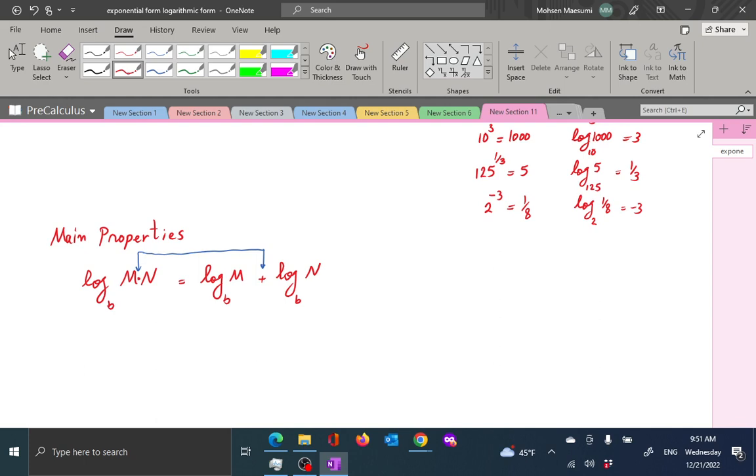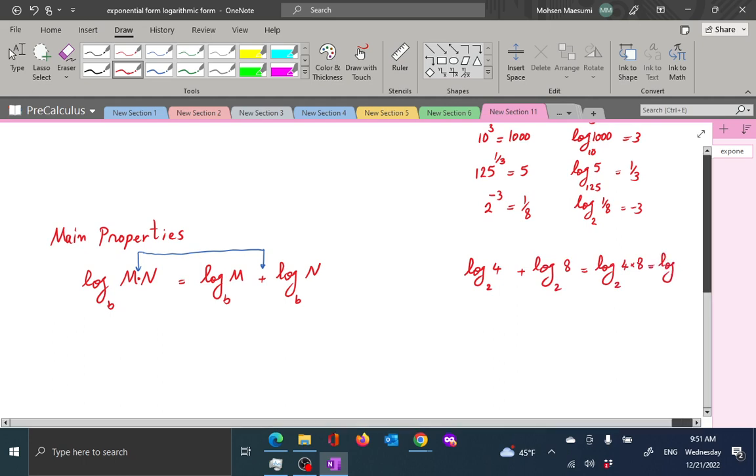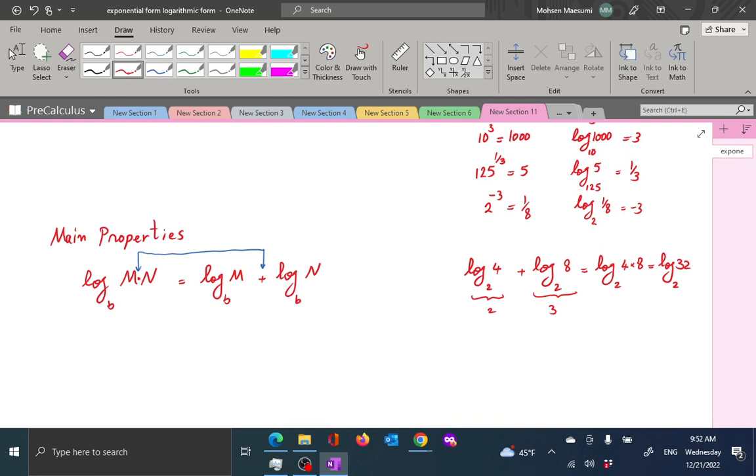Let me write an example. If you have, for example, the logarithm of, say, 4 in base 2, and to that you add the logarithm of 8 in base 2, what you get is the same as the logarithm of 4 times 8 in base 2, which is the logarithm of 32 in base 2. Easy to check. This is 2, this is 3. These are the exponents. 2 squared is 4, 2 cubed is 8. When you multiply them, you get 2 to the power of 5.